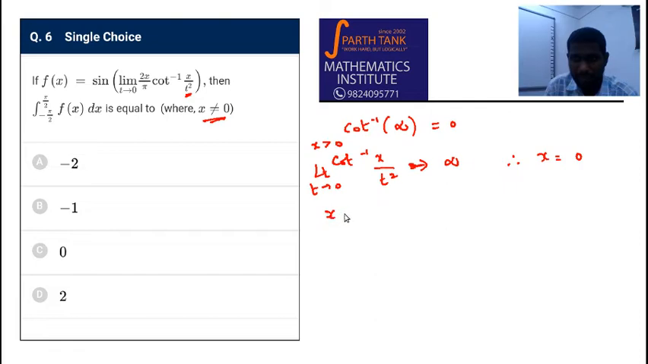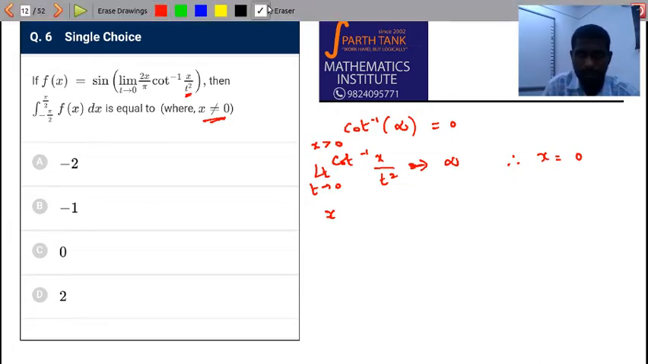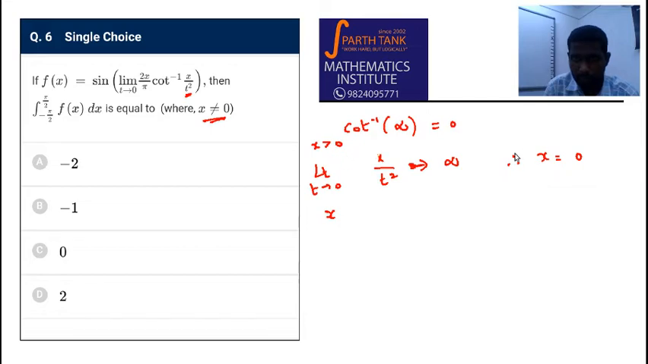But in other words, to make it a little more clear, let us say something like this. Limit x upon t squared as t tends to 0 is going to become plus infinity. Therefore, cot inverse of infinity will be 0. That is, this number is going to be 0. So 2x into 0 will be 0. So sine, the whole thing is 0. So f of x can be said to be 0 if x is greater than 0.